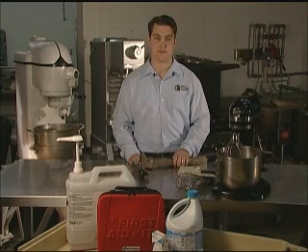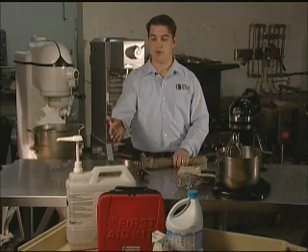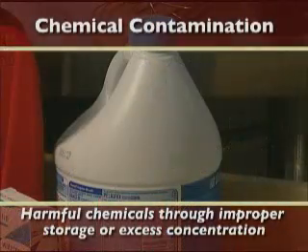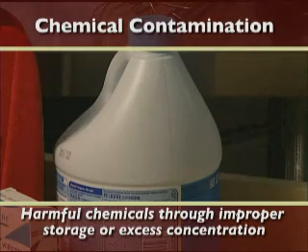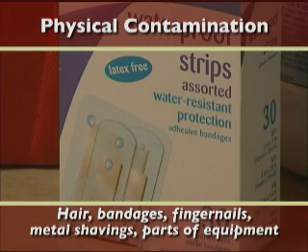When we talk about what causes people to become sick from eating contaminated food, we group it into three categories or types: chemical, physical, and biological. Chemical contamination is easily described as some sort of harmful chemical getting into food, usually through improper storage or excess concentration. Physical contamination applies to objects that make their way into food, usually during preparation. Examples would be hair, bandages, fingernails, metal shavings, or parts of equipment.